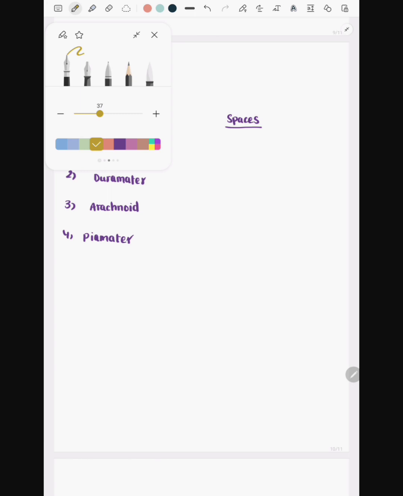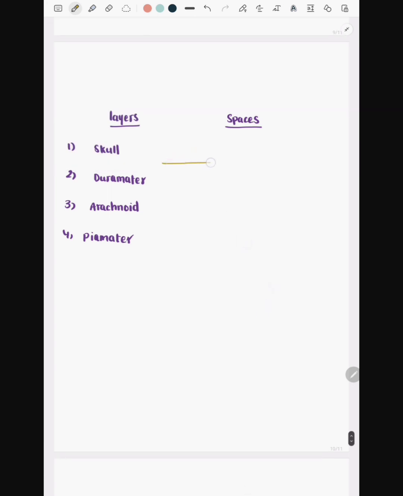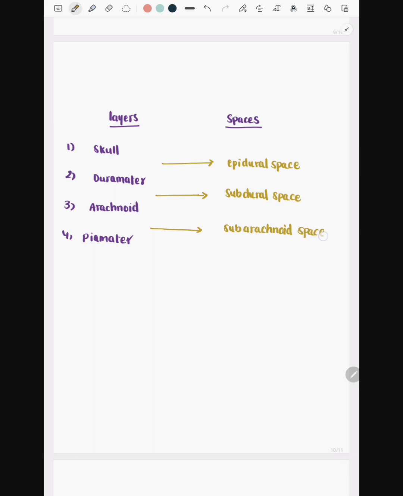Space between skull bone and dura mater is known as epidural space. Space between dura mater and arachnoid membrane is known as subdural space. And space between arachnoid membrane and pia mater is known as subarachnoid space.